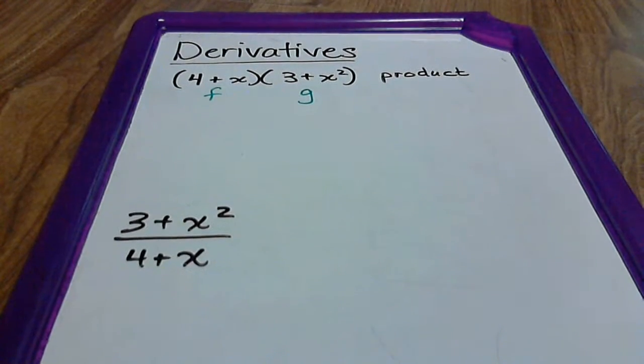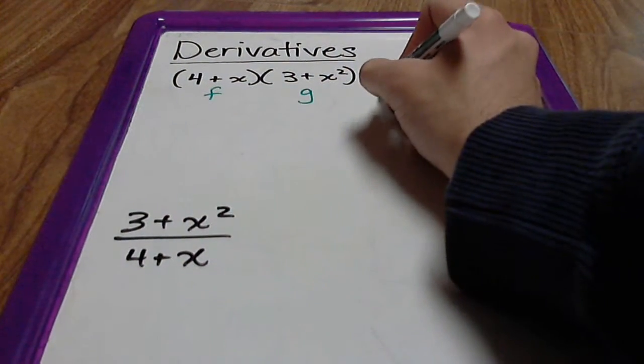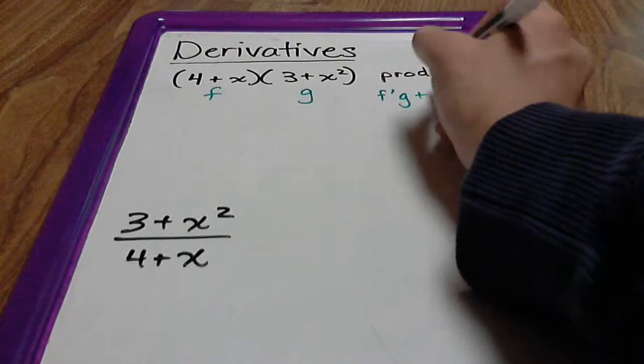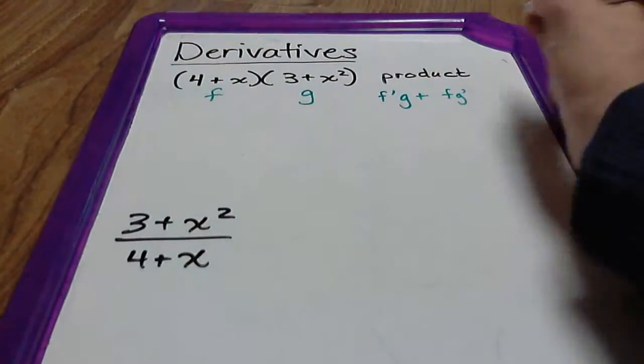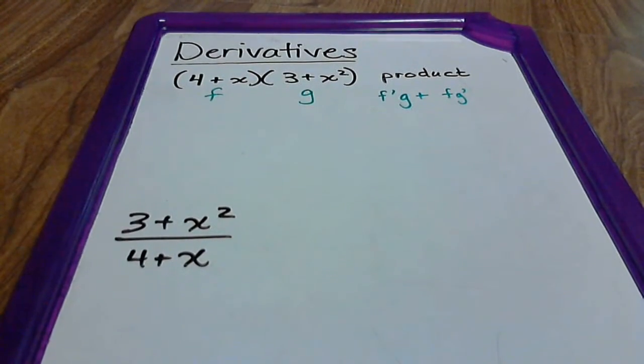Okay? So the product rule says f prime times g plus f times g prime, is what the product rule says. So we need to figure out what f prime and g prime are. Okay? In order to do these, we have to use the power rule.